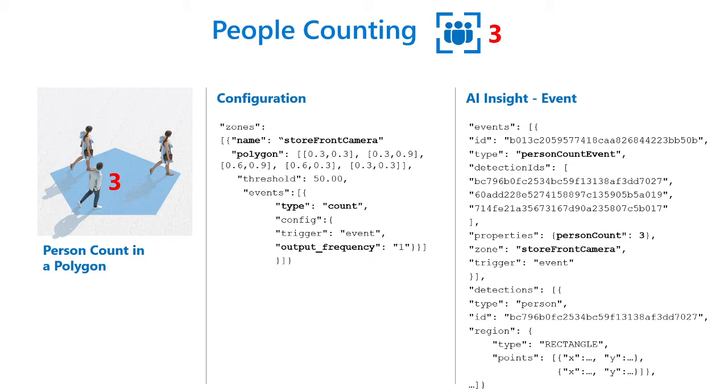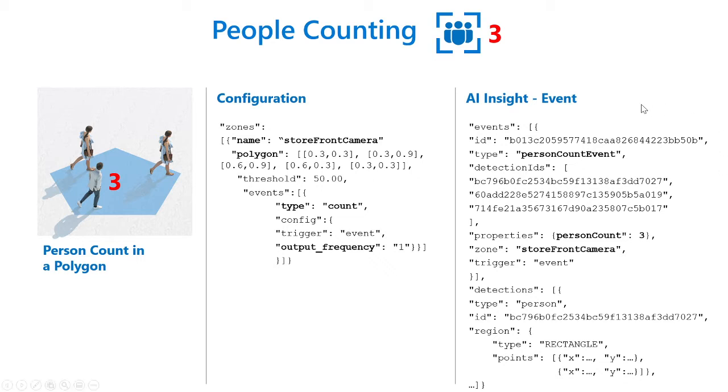First, you need to configure the polygon in the camera field of view in which you're counting the people. You can configure the polygon to be the entire frame. Give the polygon a friendly name, in this case store front camera, and indicate the frequency at which you need events. The threshold field indicates the AI confidence at which the events are emitted. Any events with a confidence less than the threshold are going to be suppressed.